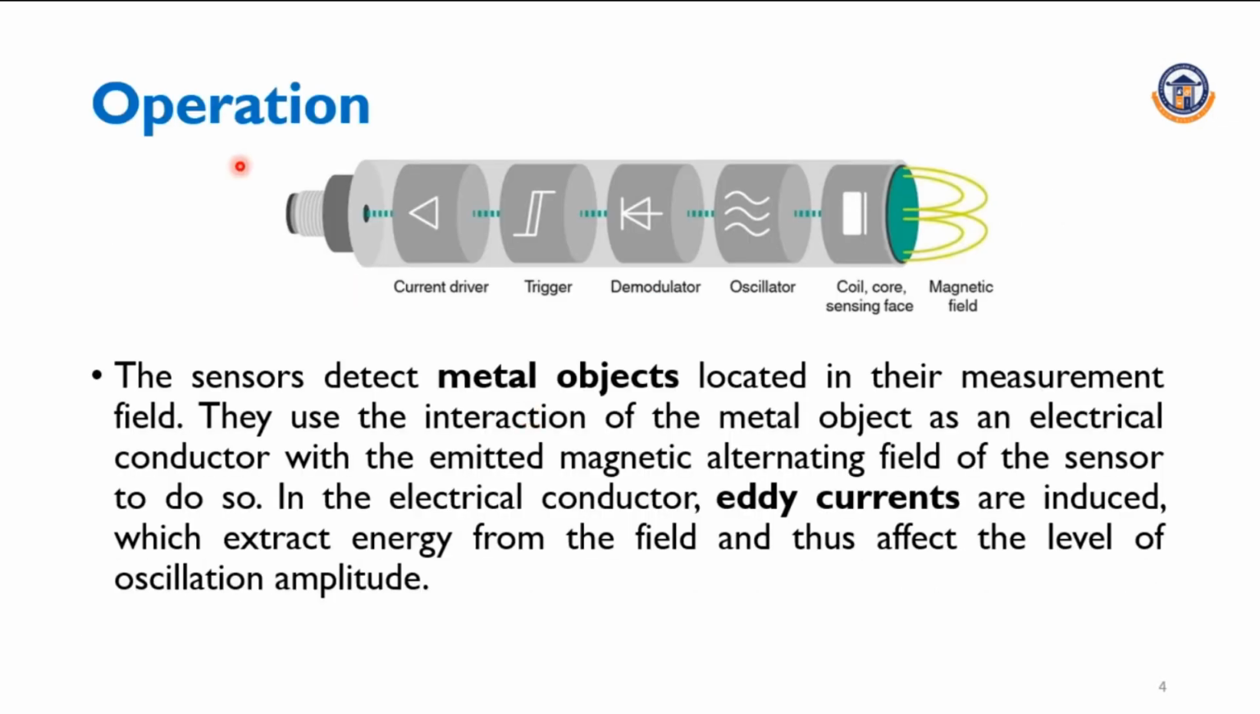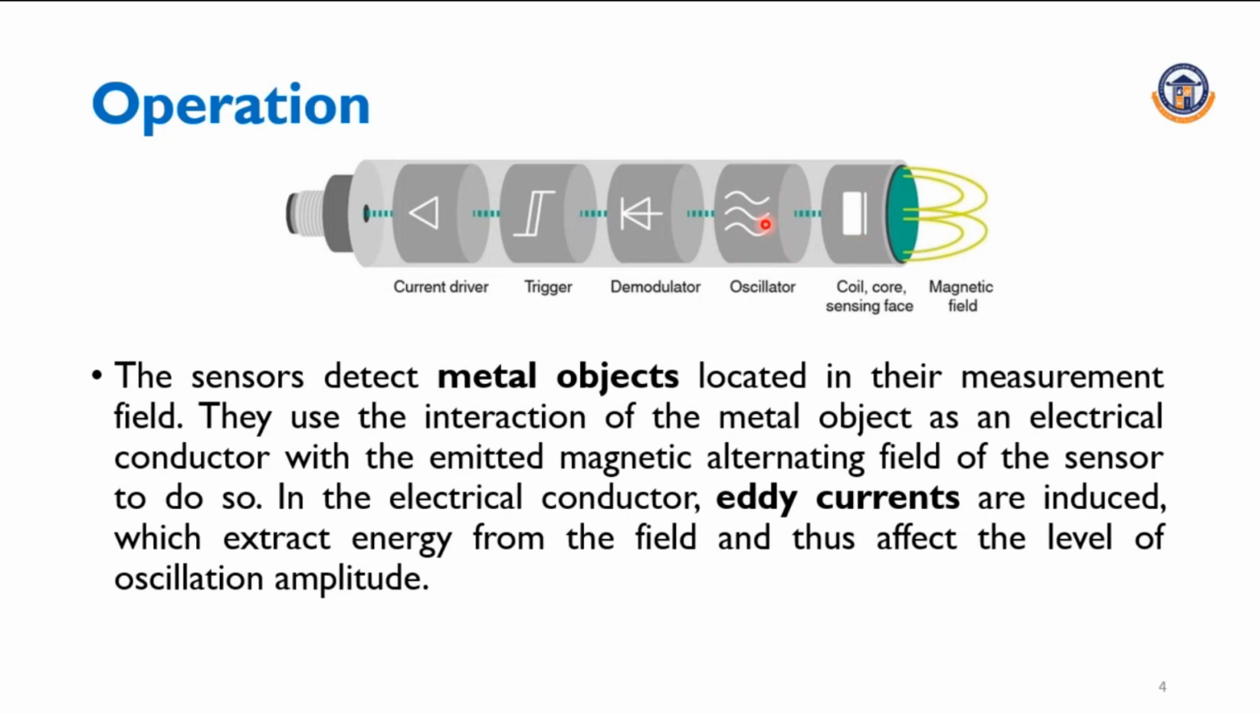You can see here the cross-sectional view of the inductive sensor. The main part of this inductive sensor is a core, which is a ferrite core, connected with an oscillator which produces a high frequency magnetic field. It is also connected with a modulator, a Schmitt trigger, and then a current driver, and it is taken out through some cables. The magnetic field will be focused towards the object through the magnetic core, which is the ferrite core. The magnetic field is produced by this oscillator.